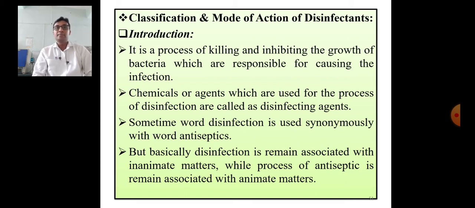You know very well, student, we make use of different types of disinfectants in order to control the population of microorganisms, in order to inhibit the growth of microorganisms, in order to kill the microorganisms. Basically, why are we using disinfectants? We use disinfectants in order to control the growth of microorganisms, in order to control the population of microorganisms.